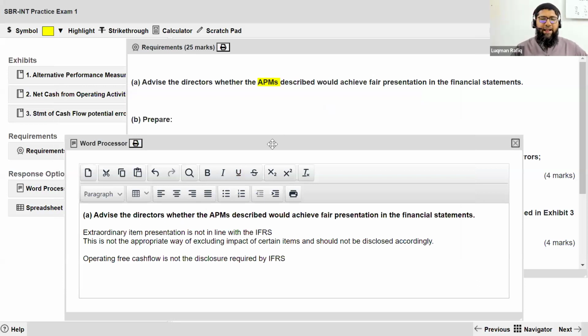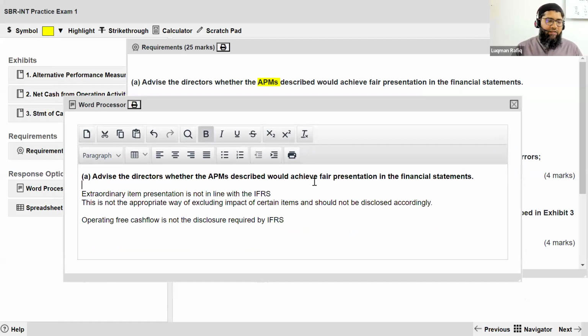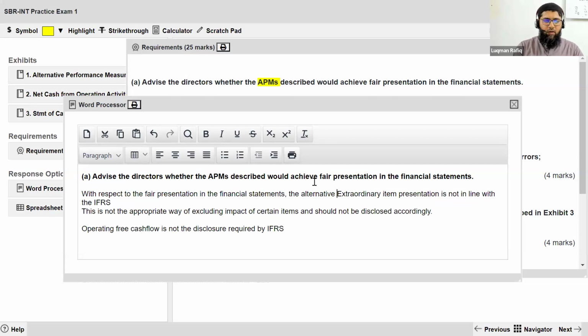Now, first of all, what was the requirement? Advise the directors whether the alternative performance measures would achieve fair presentation in the financial statements. Now, with respect to the fair presentation in the financial statements, the alternative performance measures are not part of the financial statements, and their calculations, discussion, and presentation do not impact the presentation of the financial statements.